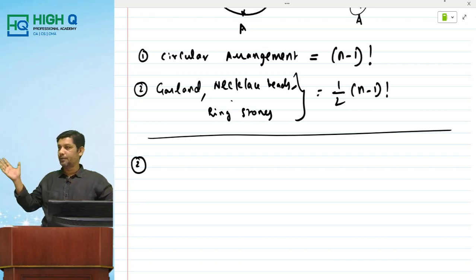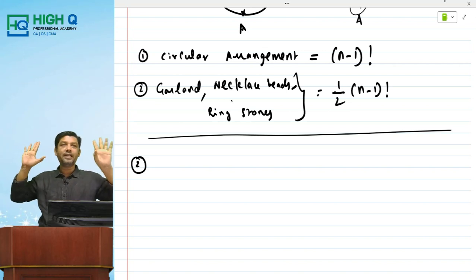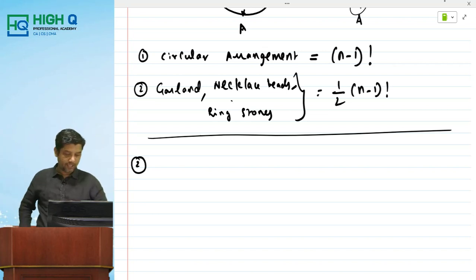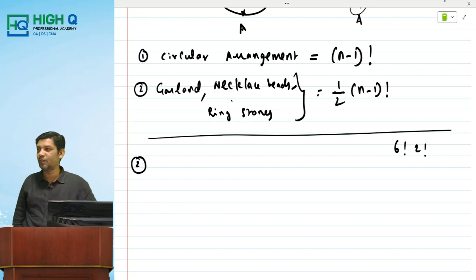Now listen here, my dear. Forget about the round table. Let us talk about a linear arrangement. Out of 7 people, if 2 particular people sit together, what exactly is the answer? 6 factorial into 2 factorial. When it comes to a round table, you just do what I am saying.